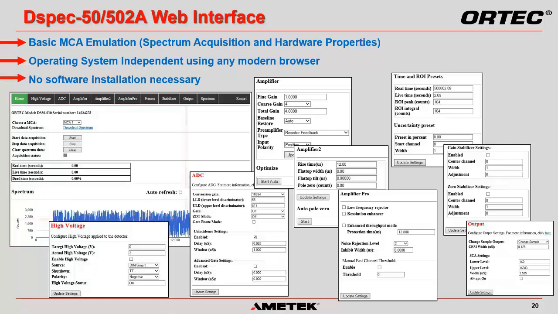The web page consists of a main screen where the spectrum can be acquired and stored, as well as tabs at the top of the page to access the hardware properties. These property pages have the same parameters as the corresponding MCB property tabs accessed through standard ORTEC software such as GammaVision.